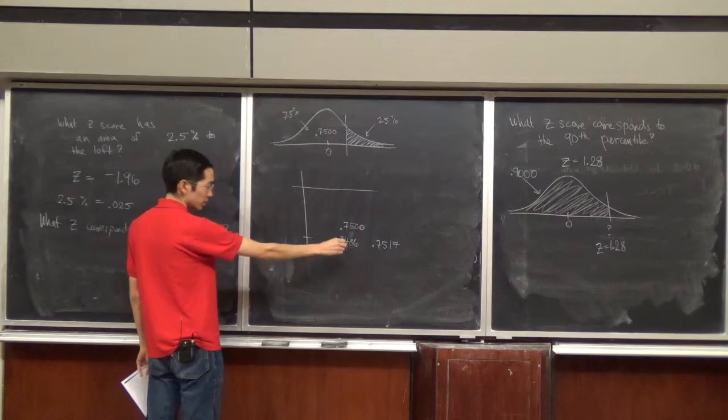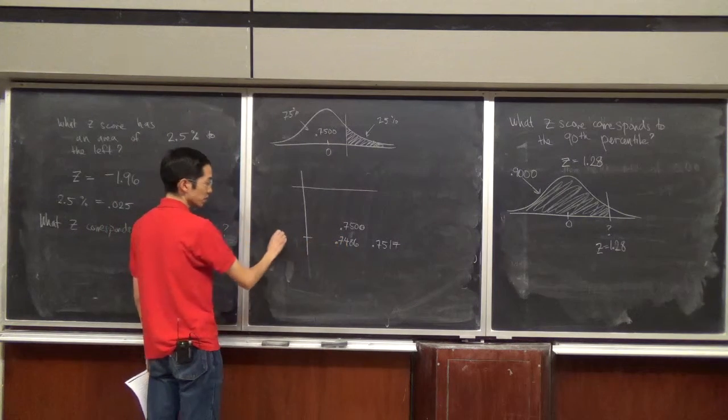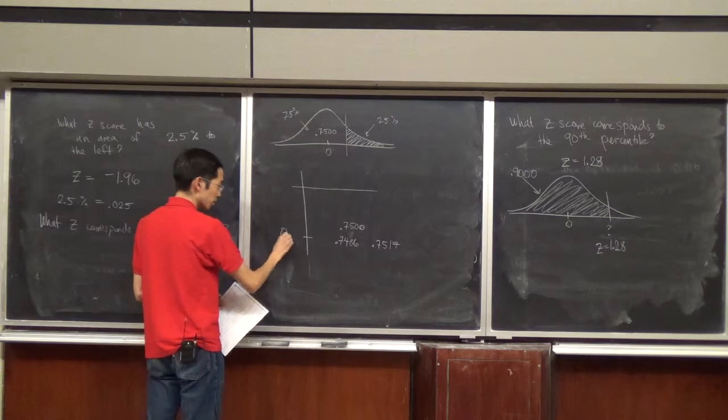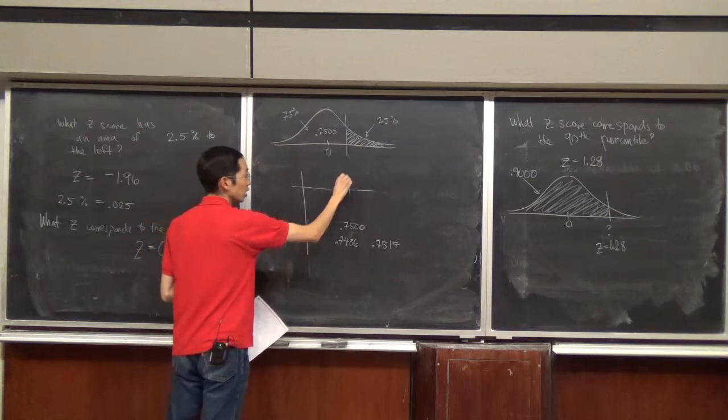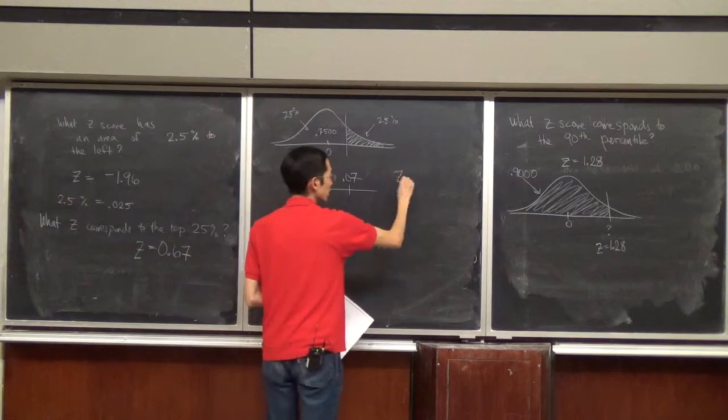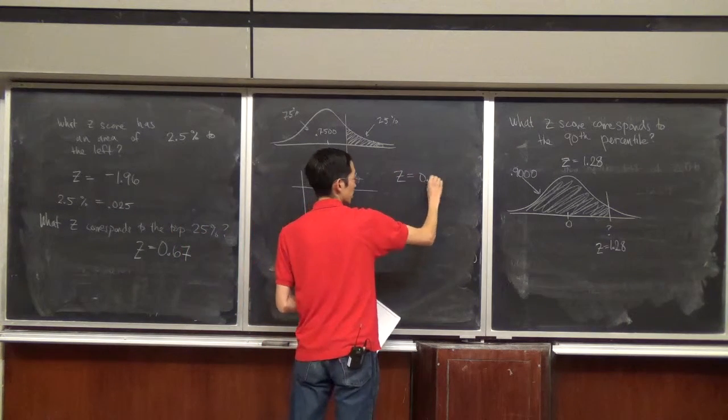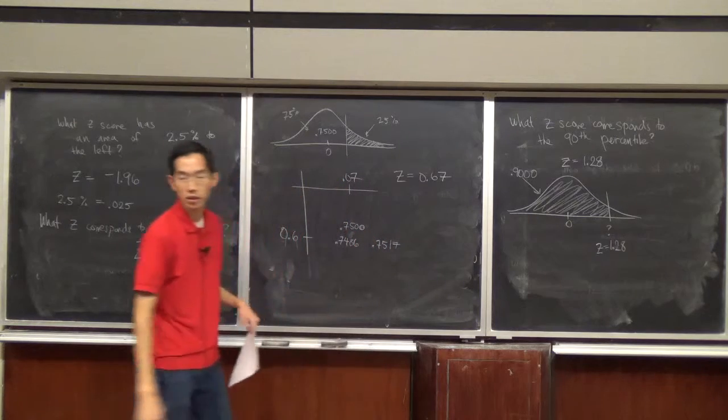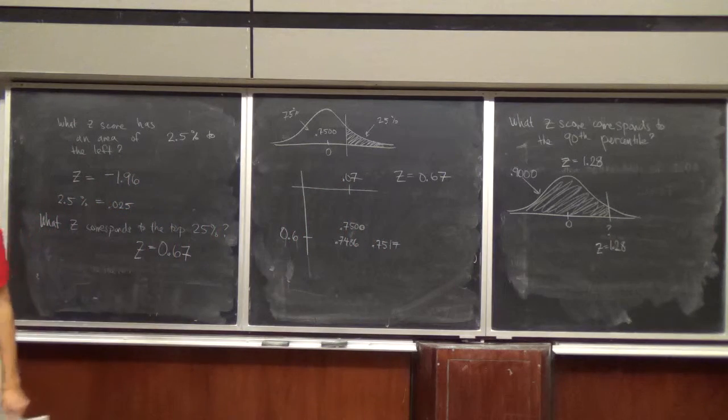So, what is the z that corresponds to 0.7486? It's in the row 0.6 and the column 0.07. So my z is equal to 0.67. Yes? 0.68, I would accept 0.68, but the better choice is 0.67. Okay? Alright, is that okay? Using the tables.